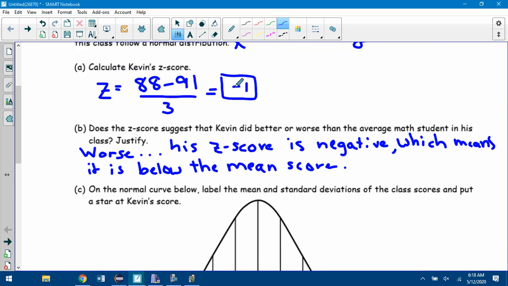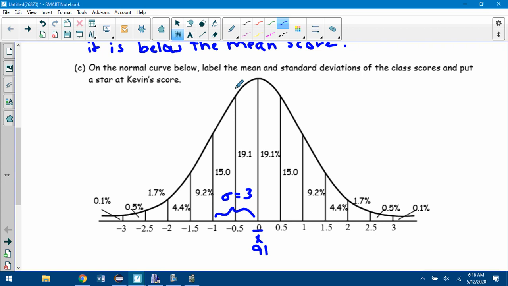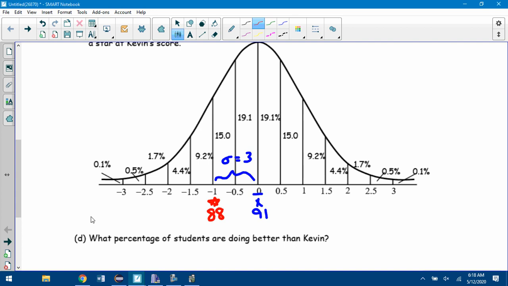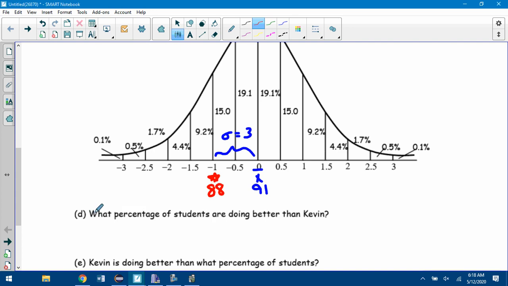All right, well, his z-score was negative 1. So there's 2 ways to do it. We know he should be here. There's his score. But it should also make sense that if you subtract 3 from 91, and go 1 standard deviation below, you get his score of 88. So like what would this score be up here? This would be 94. And then this would be 97 because I'm going up by 3 every time. Just like I'm going down by 3 every time. Make sense? Good.